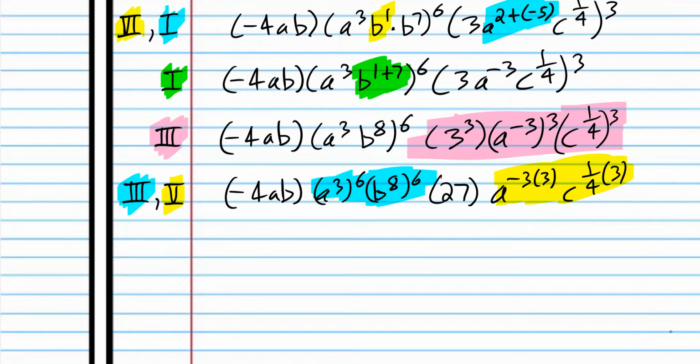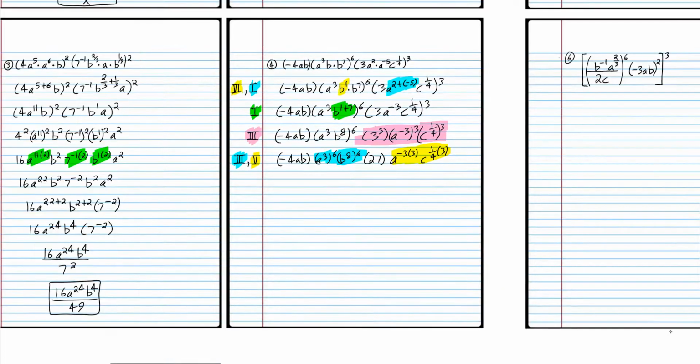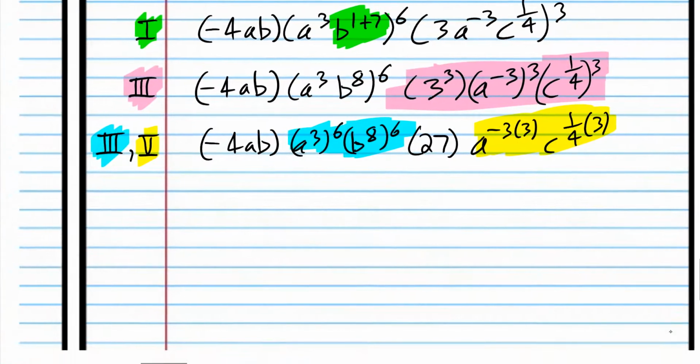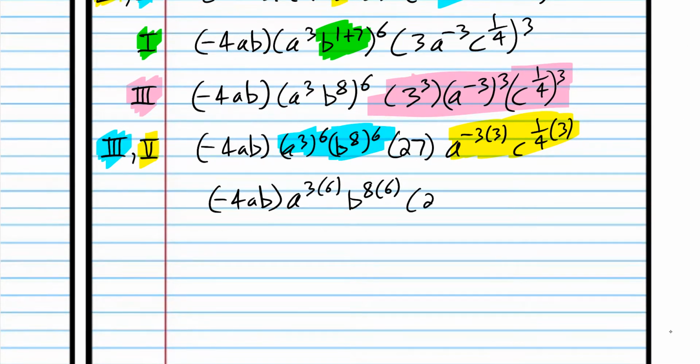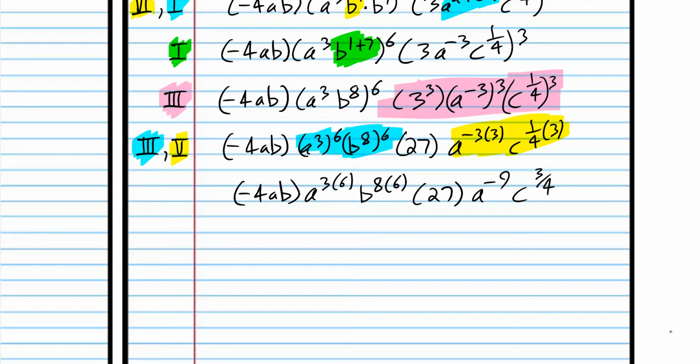Okay, so now we can take this 27 and this negative 4, and we can multiply those together. We might as well. I guess we have plenty of room, so we don't really need to do that now. And just to avoid confusion, I'm going to keep those separate for now. Using rule 5, we're raising powers to other powers, so we multiply the exponents. And here we have a to the negative 9th, c to the 3/4. So we used rule number 5 here.